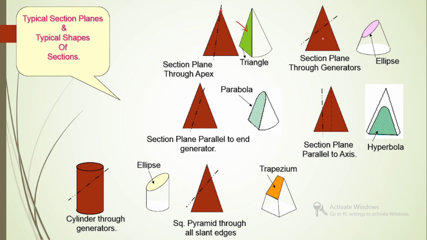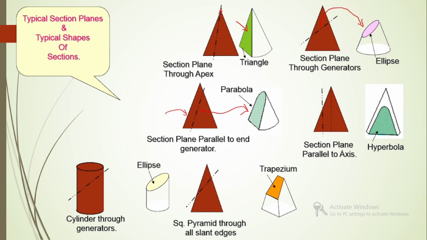And when the section plane is inclined to the axis, and that section plane will cut all the generators, then this particular sectioned surface has the shape of an ellipse. And when the section plane is exactly parallel to this particular generator, then that sectioned surface will have the shape of a parabola.